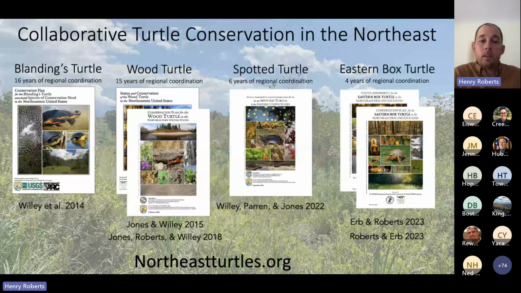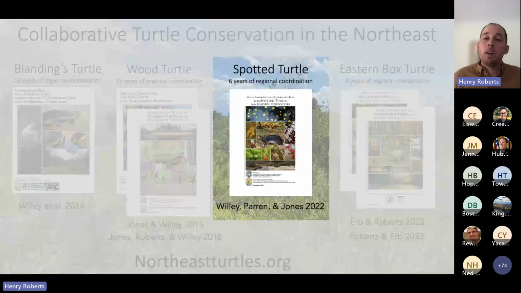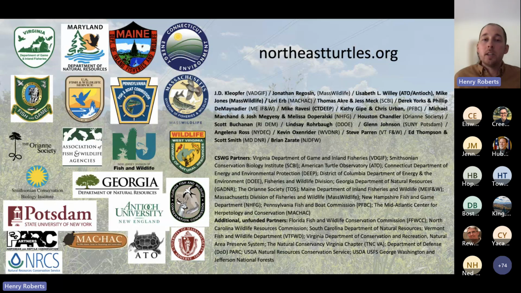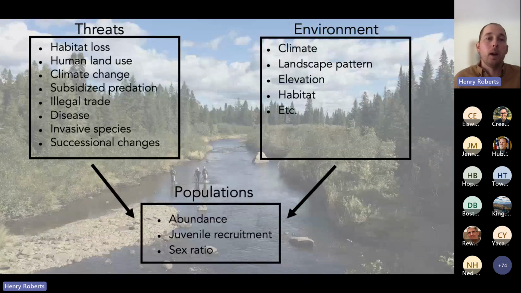And you can find the results of this work at northeastturtles.org. And in particular, this project is derived from a now 6-year-old regional spotted turtle conservation project ranging from Maine to Florida. And so we use the data from this project. And it has involved really countless biologists from dozens of state, federal, academic, and nonprofit institutions. So truly a collaborative effort that wouldn't have been possible otherwise.